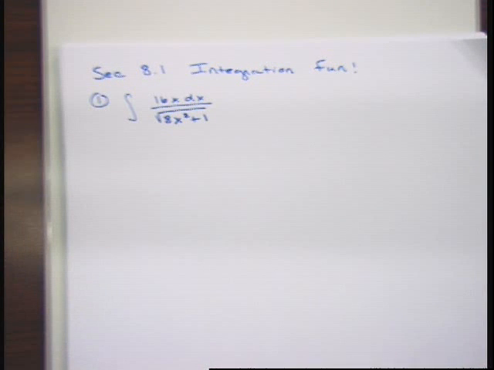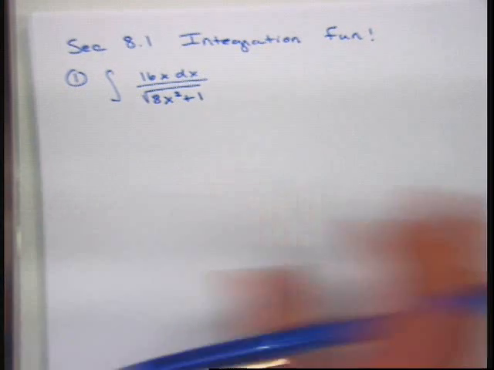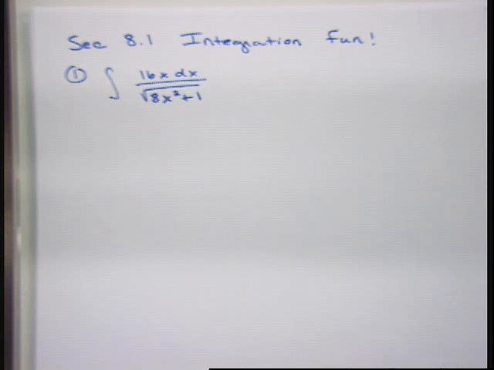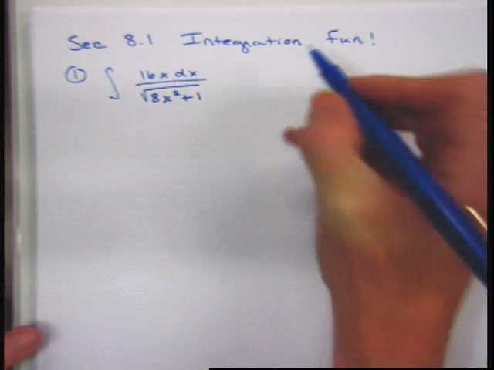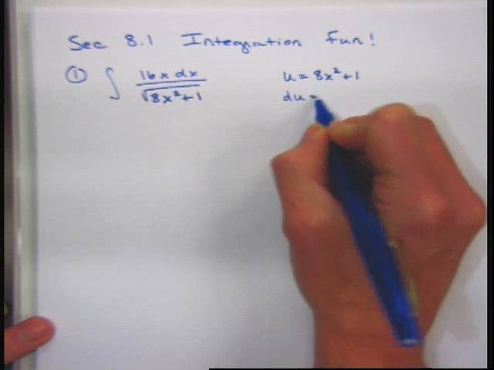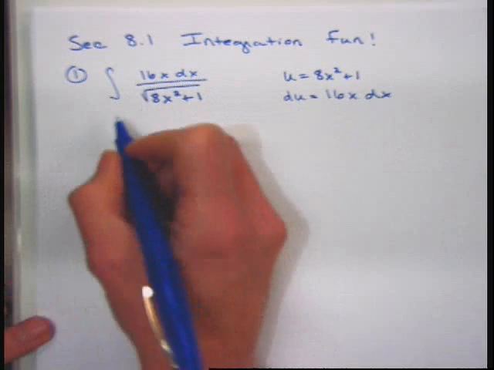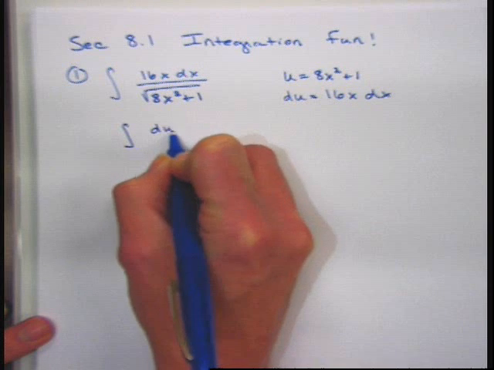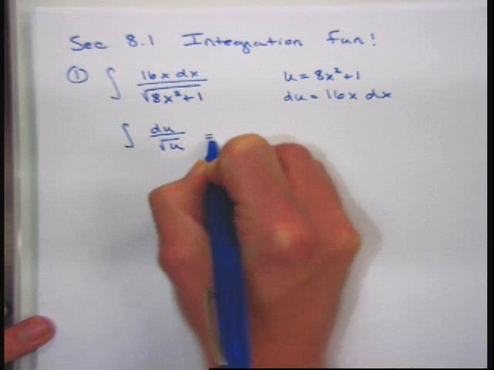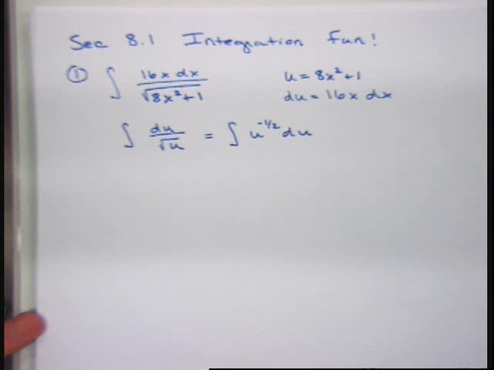This is just a basic substitution problem, right? Can you see that okay? What would the u substitution be on this problem? We'll let u equal 8x squared plus 1. Then du will equal 16x dx, which is exactly what we have there. So this is the antiderivative of du over the square root of u, which is the antiderivative of u to the negative 1/2 du. We just add 1 to the exponent and put it over it.